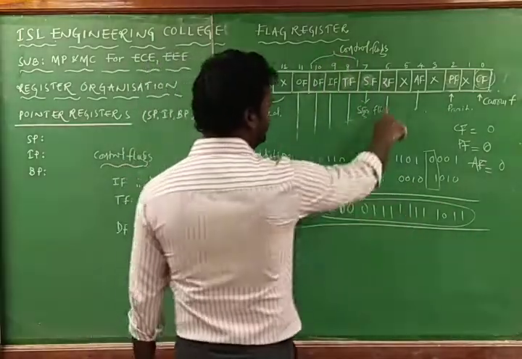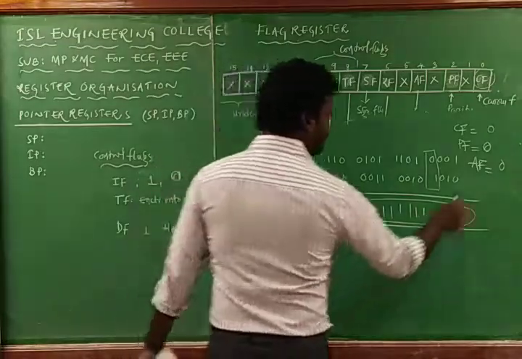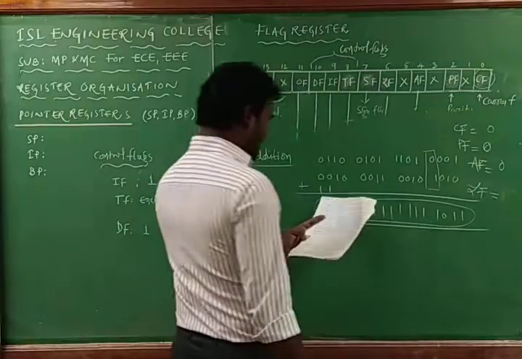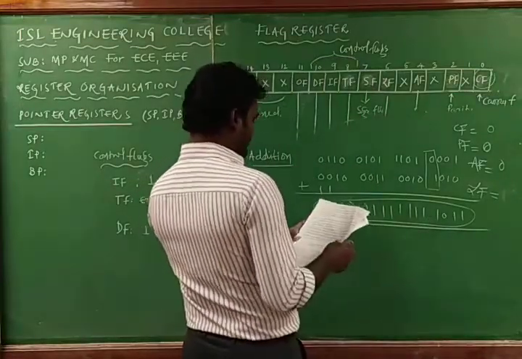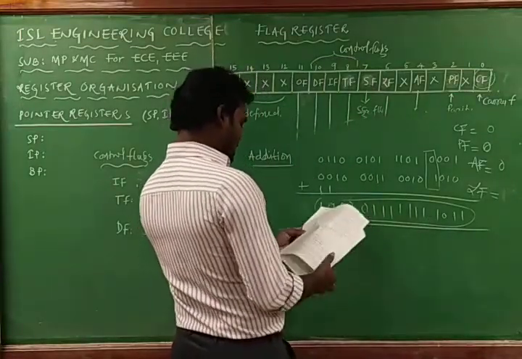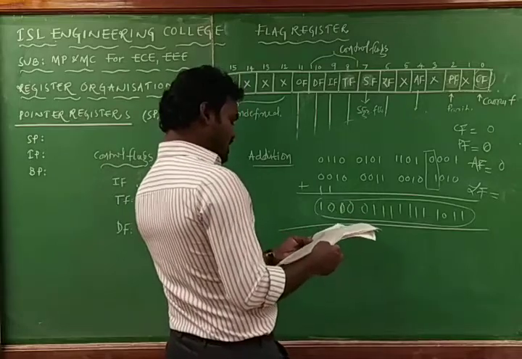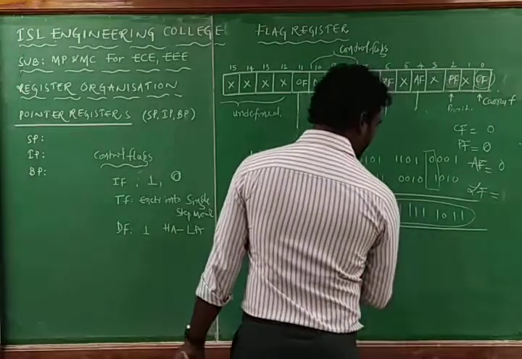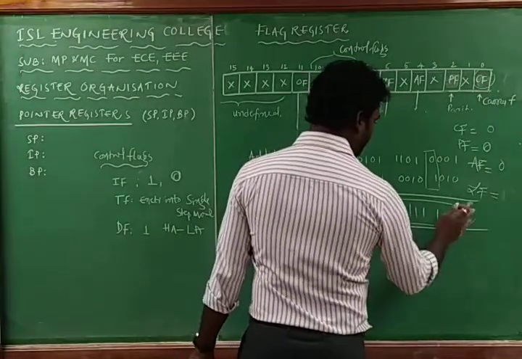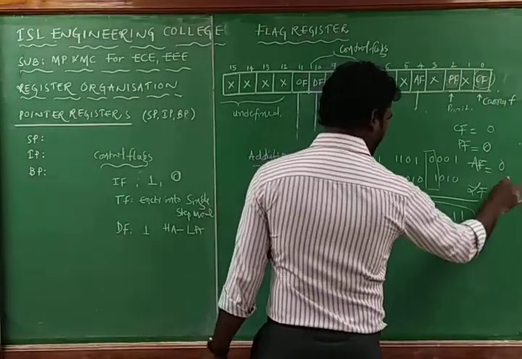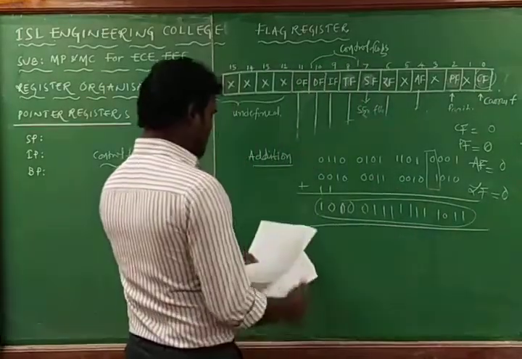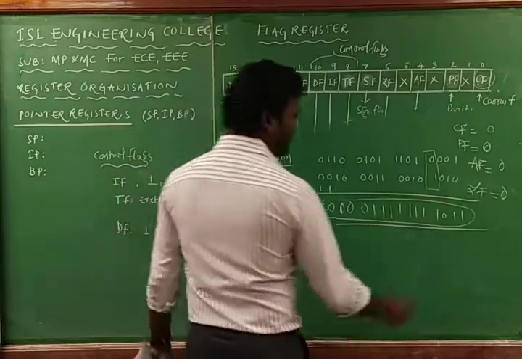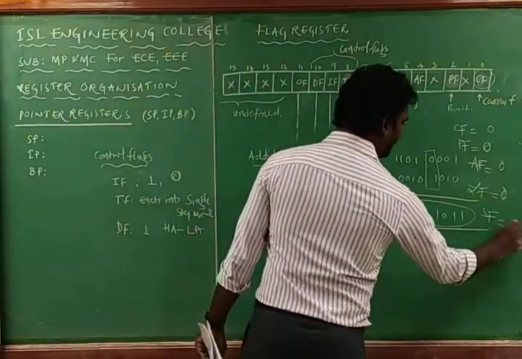Next one is the zero flag. The result is not 0, so it is set to 0. If the result is 0, then it is set to 1, otherwise it is set to 0. Then coming to the next one, the sign flag. It is a positive number only, and so the sign flag is also 0.